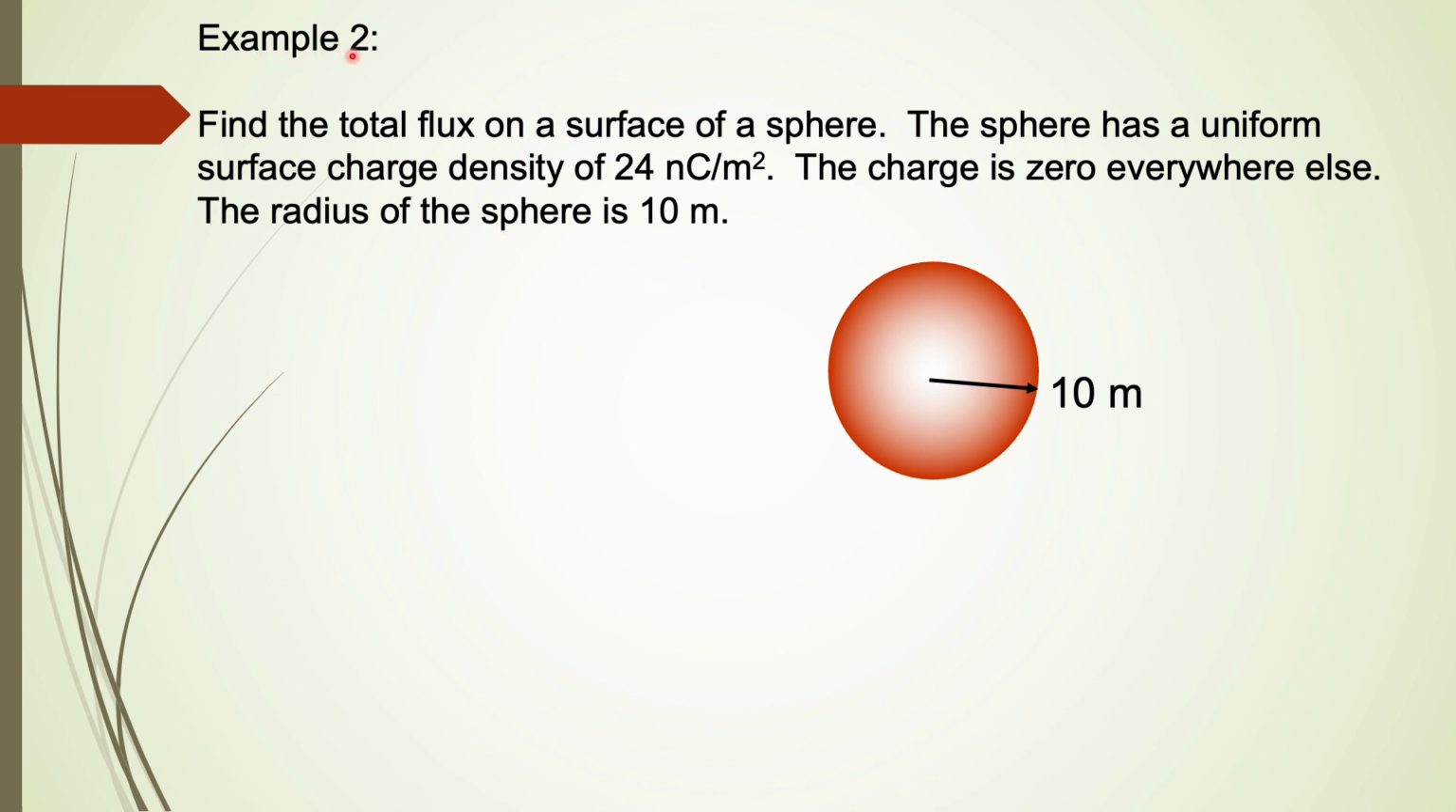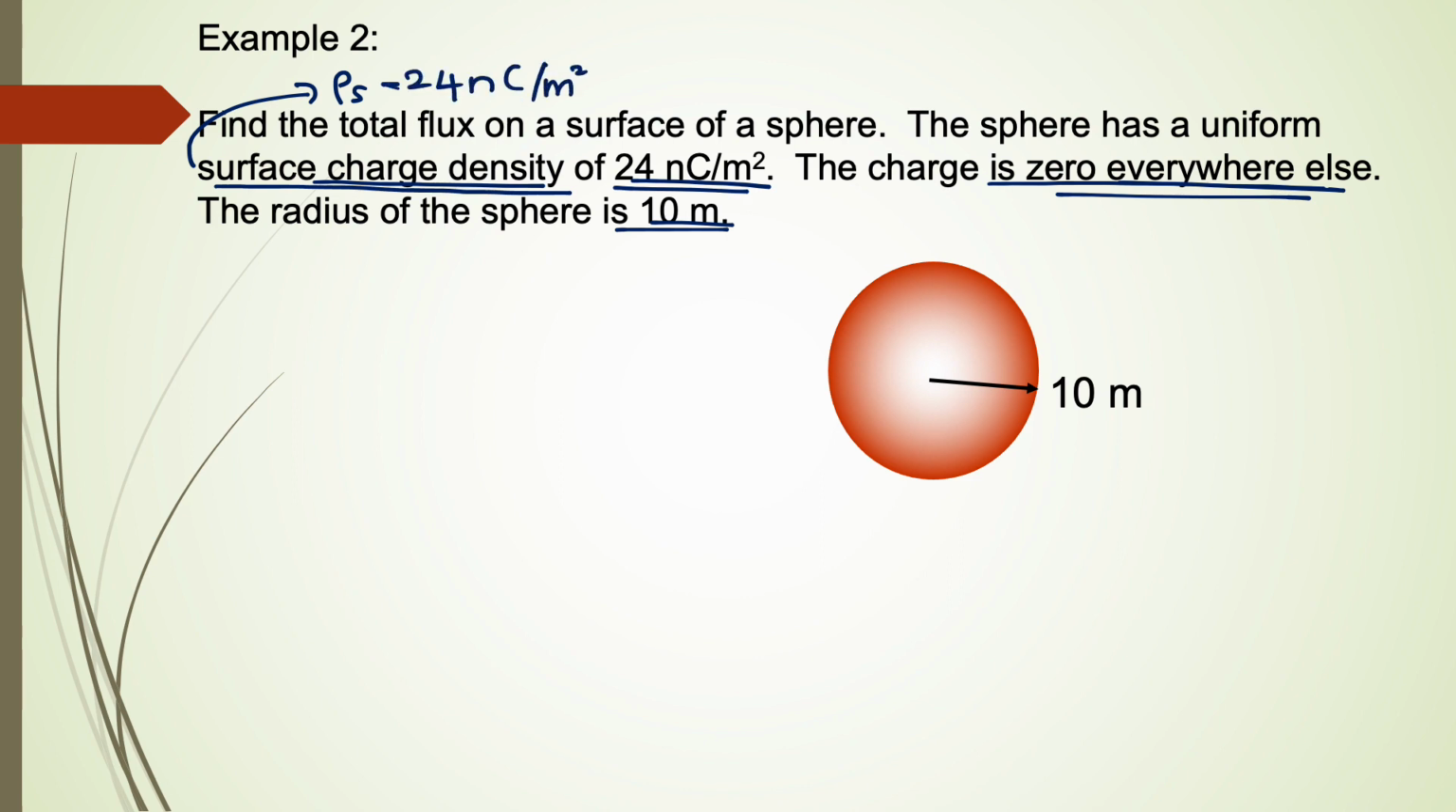Alright, now let's look into example number 2. Find the total flux on the surface of a sphere. The sphere has a uniform surface charge density. This is the first information that we have from the question. It has the surface charge density of 24 nanocoulomb per meter squared, and the charge is 0 everywhere else, and the radius of the sphere is 10 meter. So surface charge density means that rho s is equal to 24 nanocoulomb per meter squared.